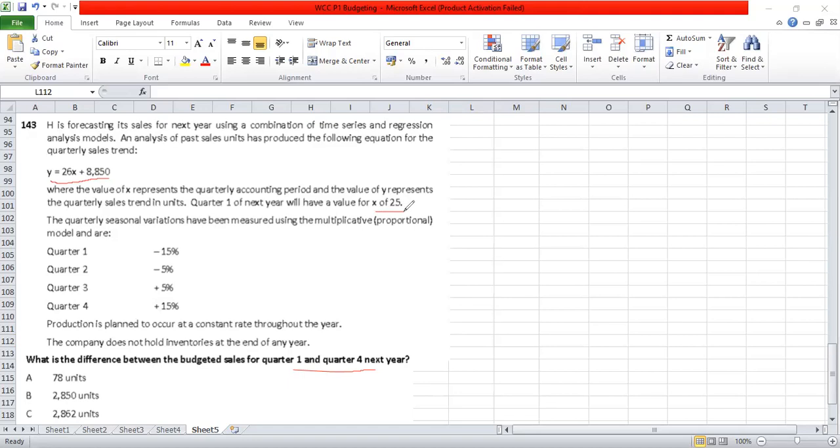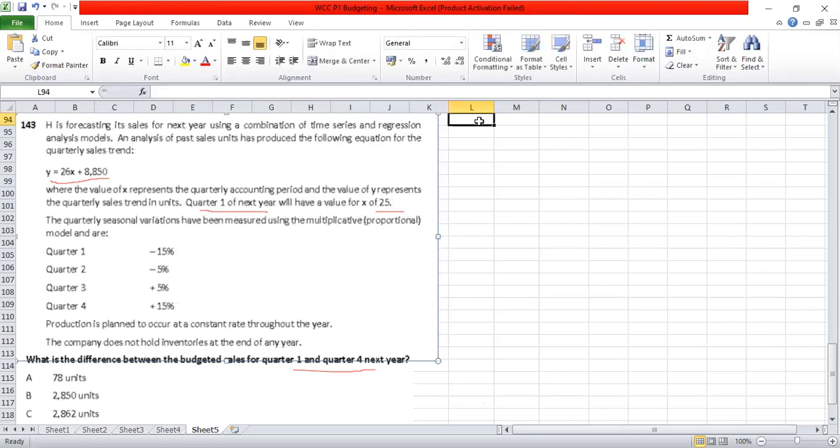But the question doesn't end there. It also talks about the difference between the budgeted sales for quarter 1 and quarter 4. Quarter 1 of the next year has a value of 25, so we substitute that and arrive at the value. But we are also asked to find the value for quarter 4 next year. So that also has to be taken into consideration, and then we have to find the difference. So let's start writing the solution. Question number 143.